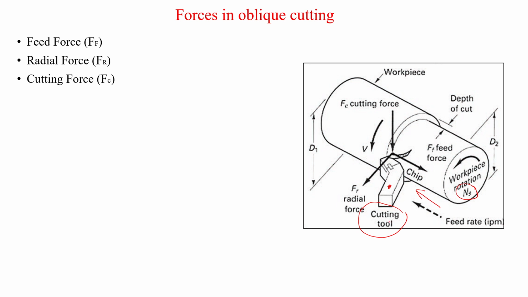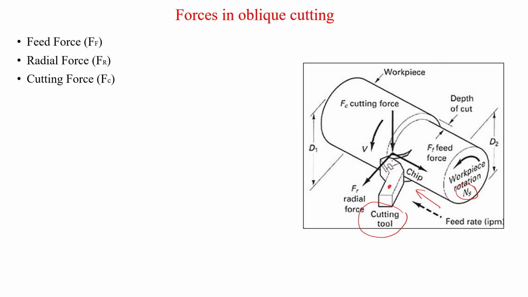So we have already learned that here the major cutting would be this rotation, because the workpiece is rotating, and the minor cutting would be the feed motion. The generatrix would be the workpiece motion, which is the primary motion, and the directrix would be the feed motion, which is the tool motion, right? This we have already discussed before.